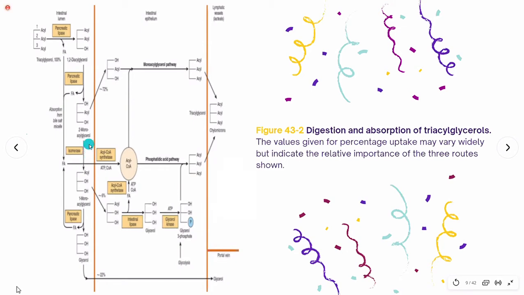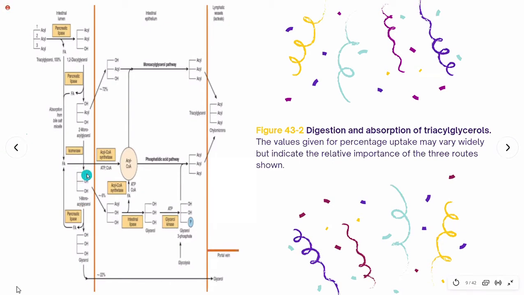Now this fatty acid is transferred. Look at this. The fatty acid at the number 2 position is transferred to number 1, through this enzyme isomerase. And what do you have? 1-monoacyl glycerol.